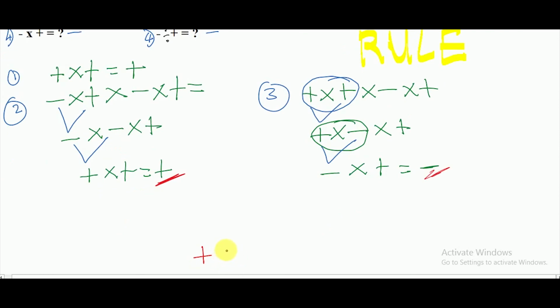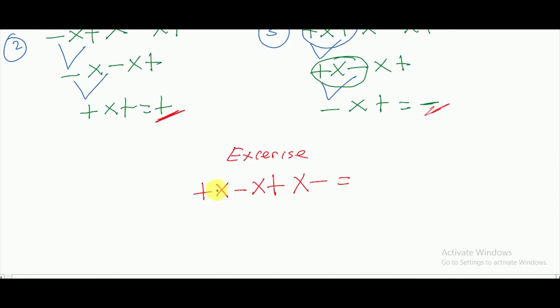Plus times minus times plus times minus is equals to. So please do the exercise for me. This is the first one. The second one says: minus times minus times minus times minus times plus. It's very simple.